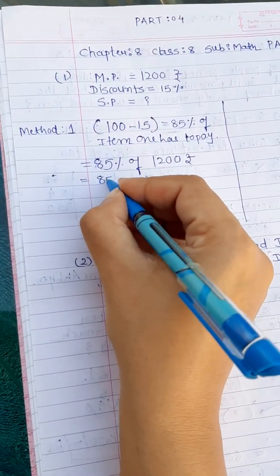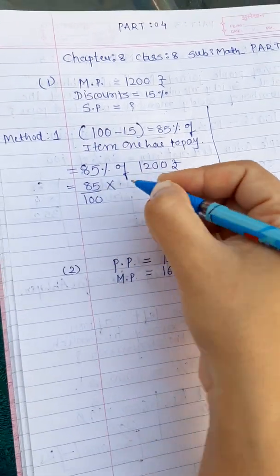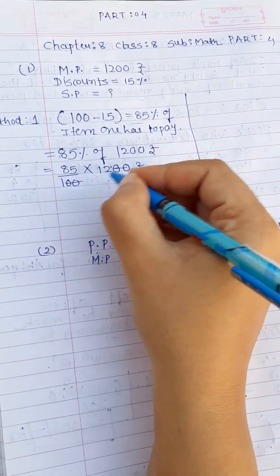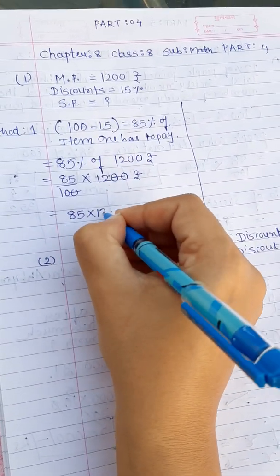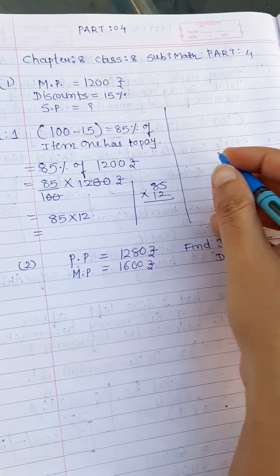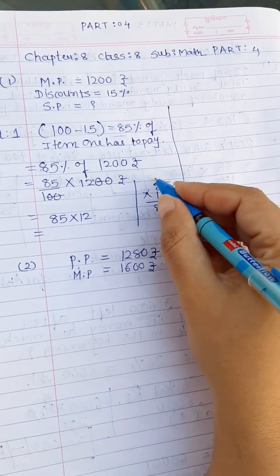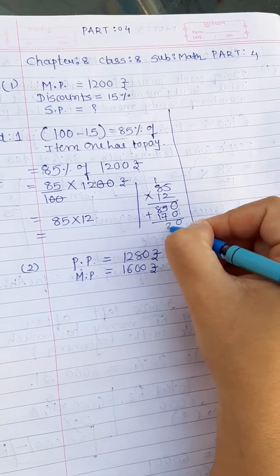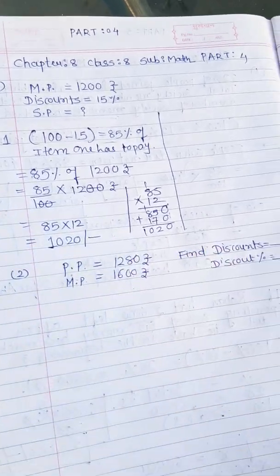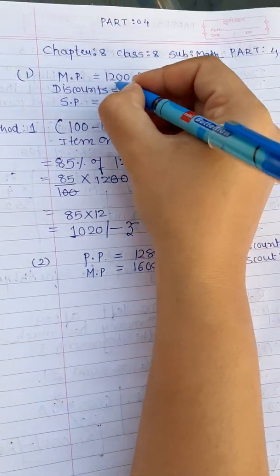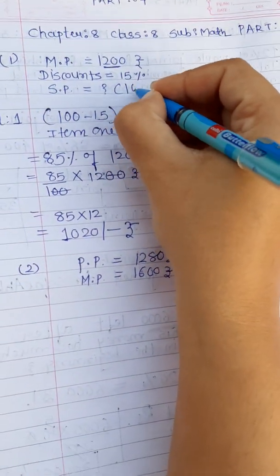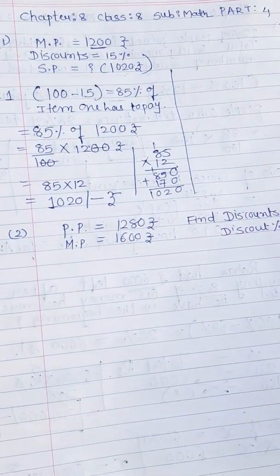So 85 percentage means 85 upon 100 of that, into 1200. Zeros cancel, so 85 into 12. I'll multiply. That is, the person has to pay only 1020 rupees for the article whose actual market price is 1200. So I need to pay only 1020 rupees after discount is applied.